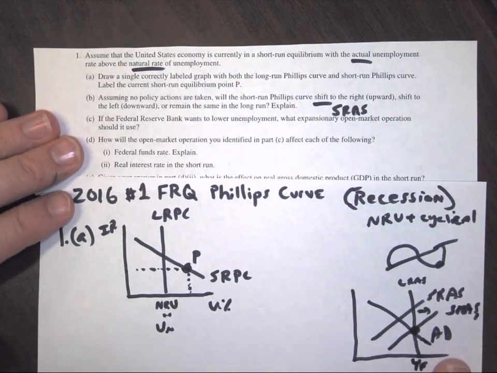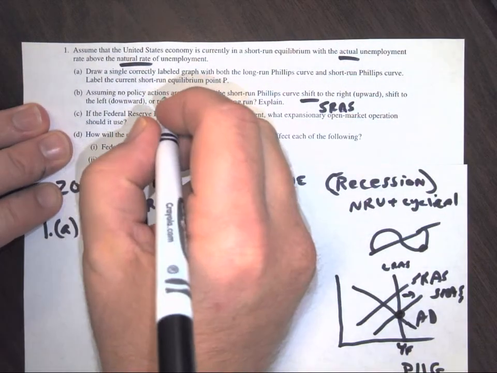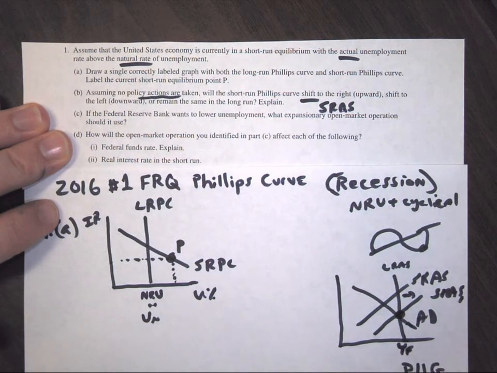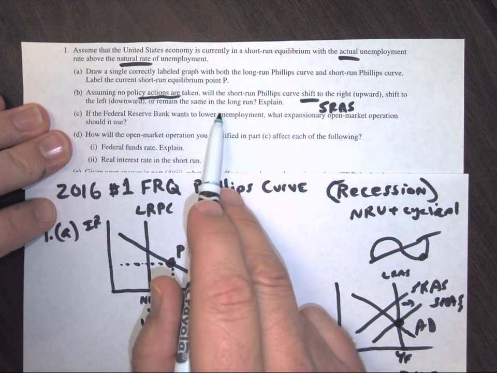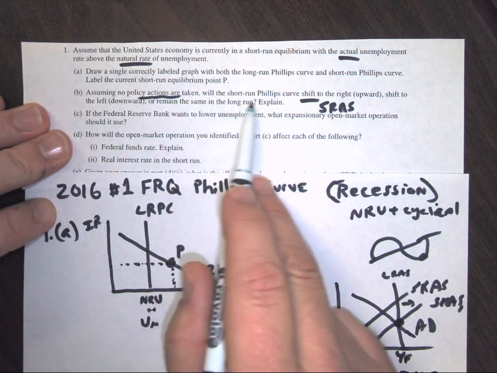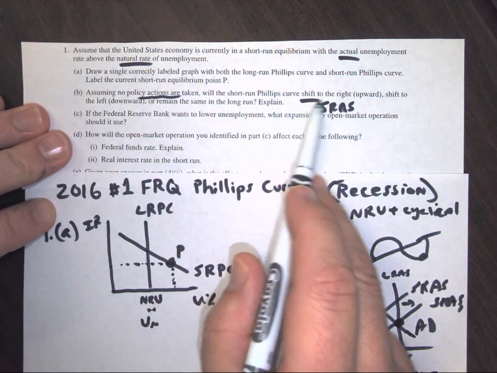So looking back at our question, assuming no policy action was taken. So that's what I've got to think about with no policy action, because policy is done by the Federal Reserve, monetary policy, or the government, fiscal policy, taxes and government spending. So now all of a sudden they also said no policy action is going to shift right, left, or upward.